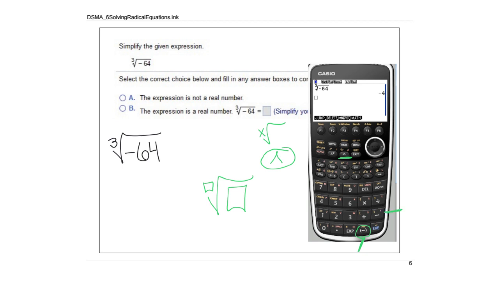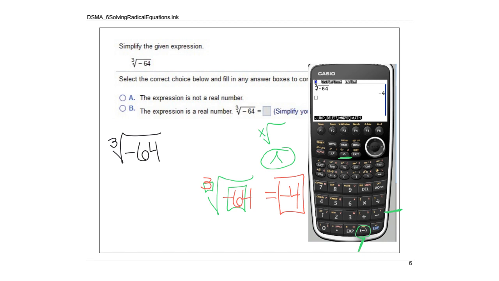And it's very hard to see in the calculator, but the negative really is a little bit smaller than the subtraction. So at that point, you can put your 3 in here, right arrow over, put negative 64, and lo and behold, you get the answer of negative 4.